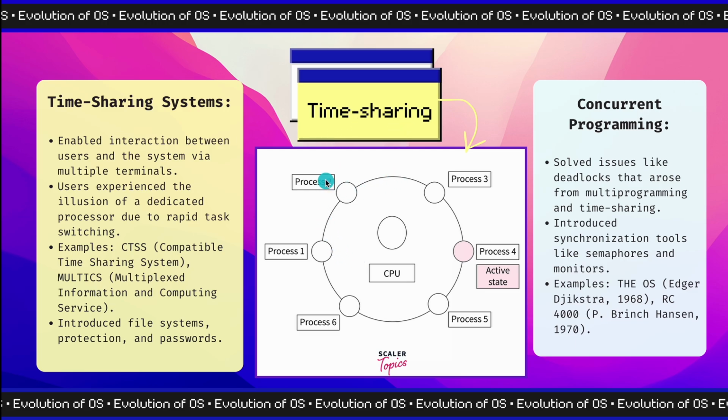Now, this generation also introduced file systems, file protection, and passwords. Concurrent programming could now be done to solve issues like deadlocks using synchronization tools like semaphores and monitors. Examples include the operating system RC4000 introduced by Brinch Hansen in the 1970s.